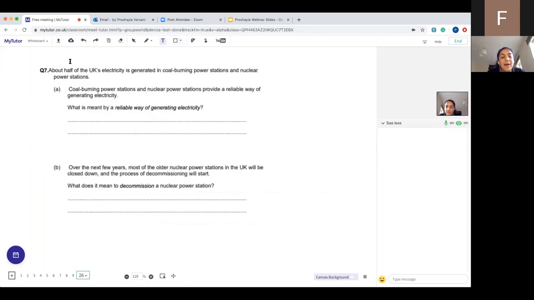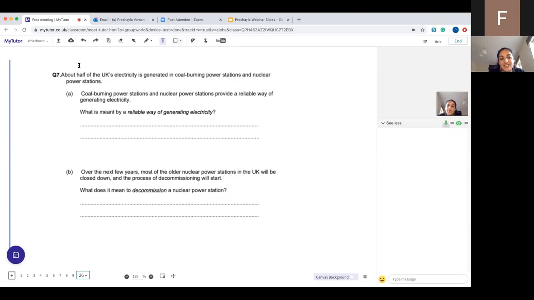Okay, so about half of the UK's electricity is generated in coal-burning power stations and nuclear power stations. Coal-burning power stations and nuclear power stations provide a reliable way of generating electricity. What is meant by a reliable way of generating electricity? What makes an energy resource, an energy source, reliable?